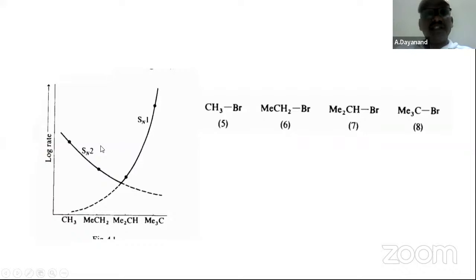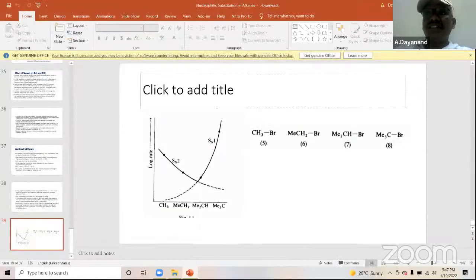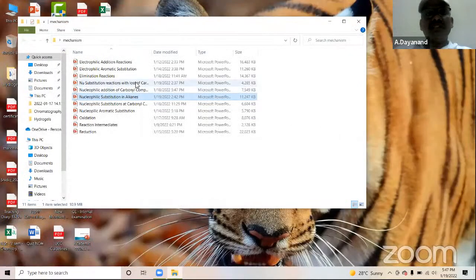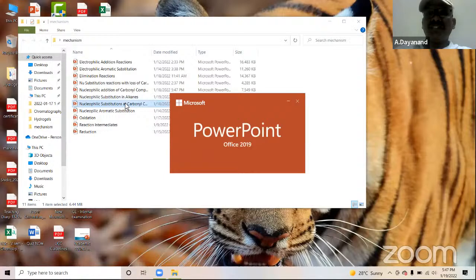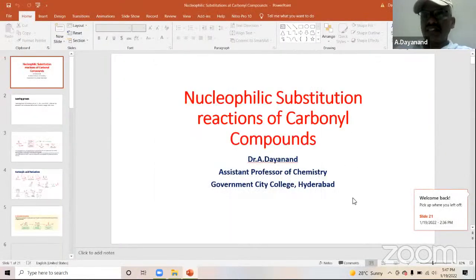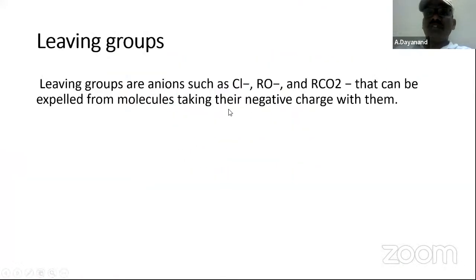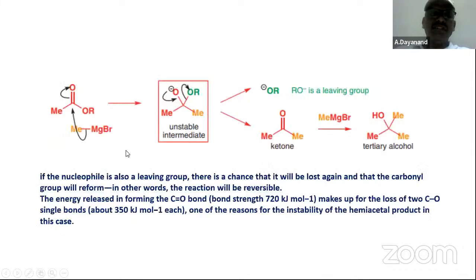With respect to SN2 reactions and SN1 reactions, we have learned some aspects of them. Now let us see nucleophilic substitution reactions in carbonyl compounds, how they take place. Leaving groups, as I said, are expelled from the molecule, like Cl minus and OR minus. For example, the Grignard reagent, however it attacks, the first step is a nucleophilic addition reaction followed by an elimination reaction.